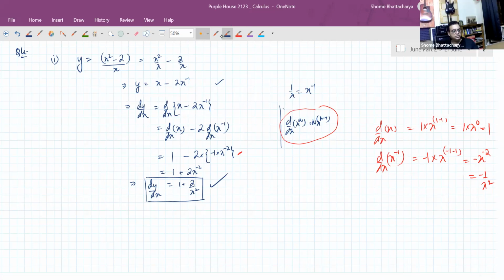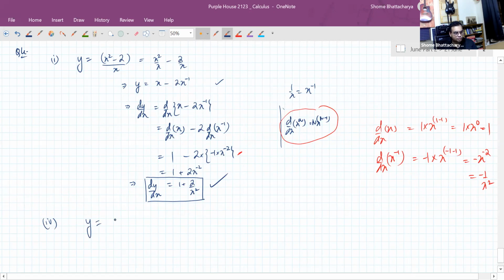Okay, let's do another part of this question. Now let's see the D part, or the fourth part of this question. It has to be solved by using a similar kind of approach, but a little bit more lengthy.